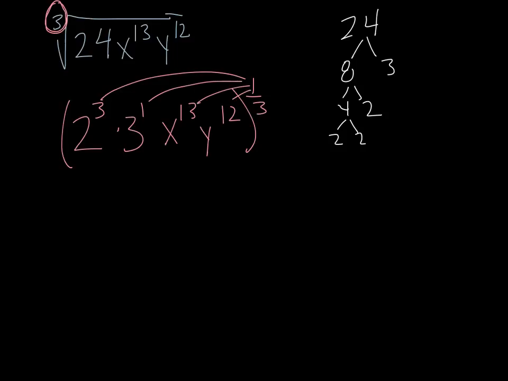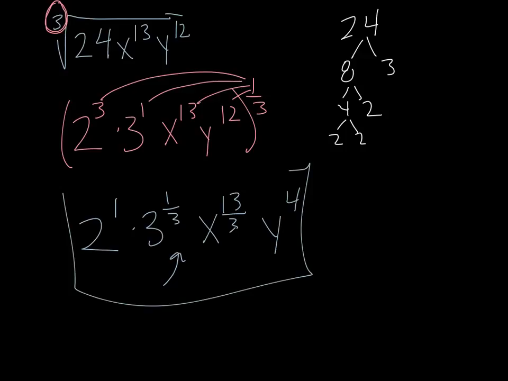The first one becomes 2 to the first. You can write the 1, you don't have to write the 1. Times 3 to the 1/3. You cannot combine those because you have this fraction exponent. You cannot combine with a base if you have the fraction exponent. X would be 13/3. I can't simplify that fraction, so it's going to stay like that. And y would be 12/3, or else the same thing as 2 to the 4th. There's my final answer.